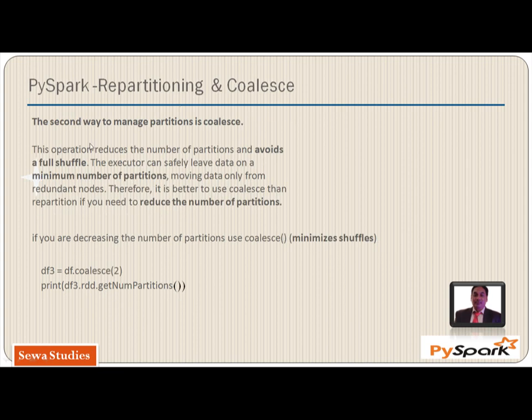Second is coalesce. The coalesce operation reduces the number of partitions and avoids full shuffling. Thus the execution can safely leave data on the minimum number of partitions, moving data only from the redundant nodes. It is a better use of coalesce than repartition when you need to reduce the number of partitions. If you are decreasing the number of partitions, then use coalesce. Minimum shuffling.